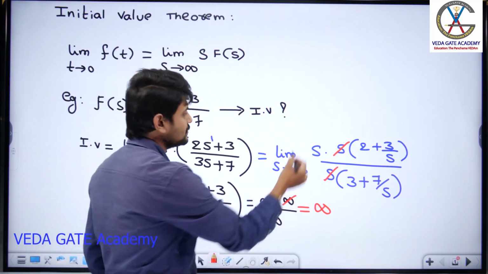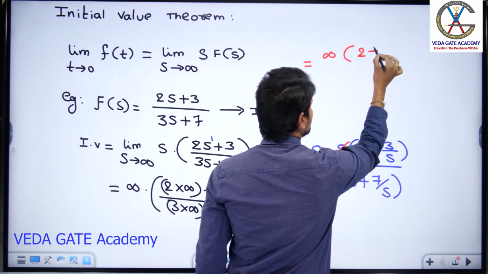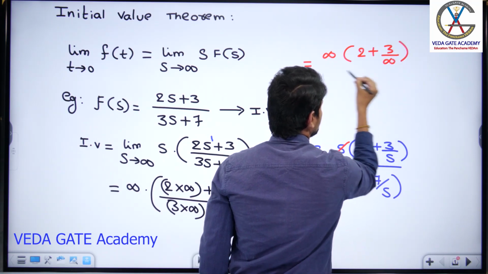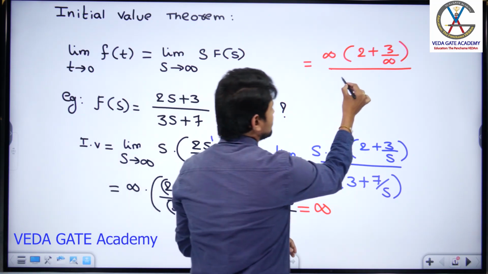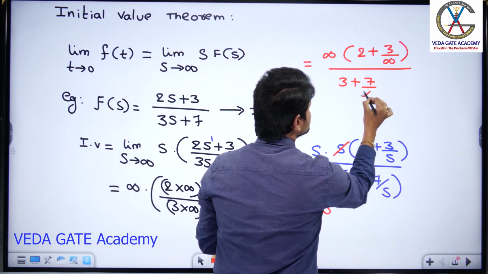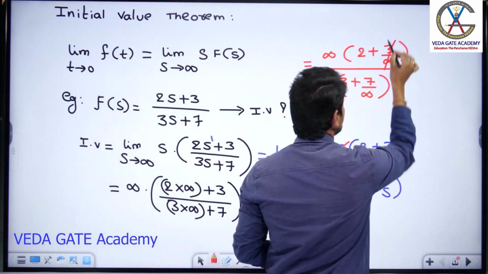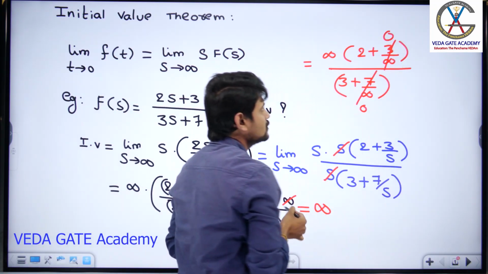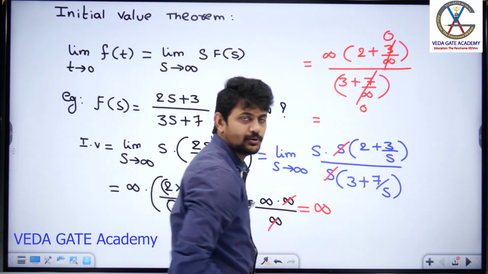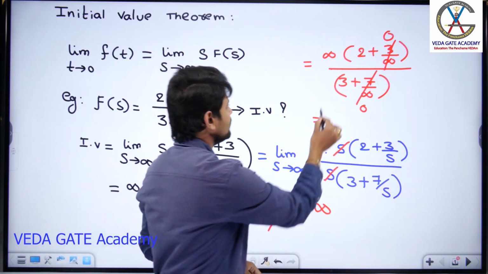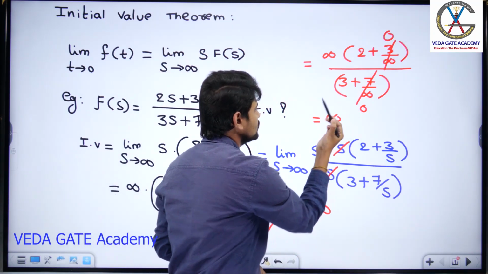If you replace s with infinity, here what you are going to get? Infinity into 2 plus 3 by infinity, divided by 3 plus 7 by infinity. Can you tell me what is the value of something by infinity? 3 by infinity is 0. 7 by infinity is also 0. Now if you do the calculation, infinity into 2 plus 0, infinity into 2 is infinity, divided by 3 plus 0. So you are going to get infinity into 2 by 3, which is equal to infinity.